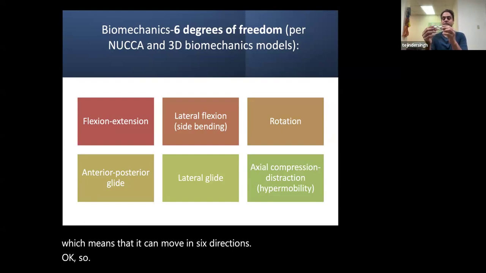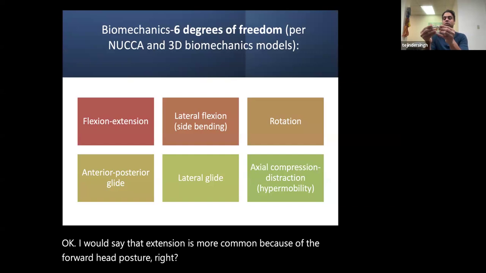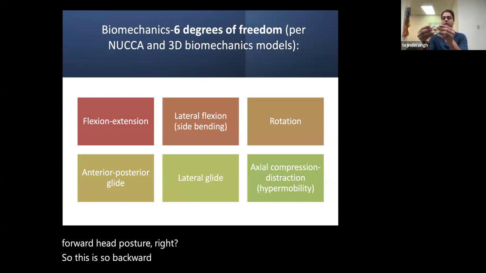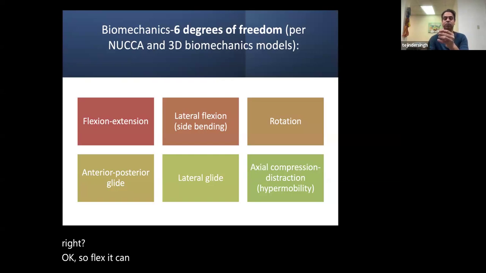Okay, so it can flex. It can extend. I would say that extension is more common because of the forward head posture, right? So this is backward rotation of the whole thing. It doesn't have a body, the backward rotation of the whole thing. That is extension, right? So it can flex, it can extend.